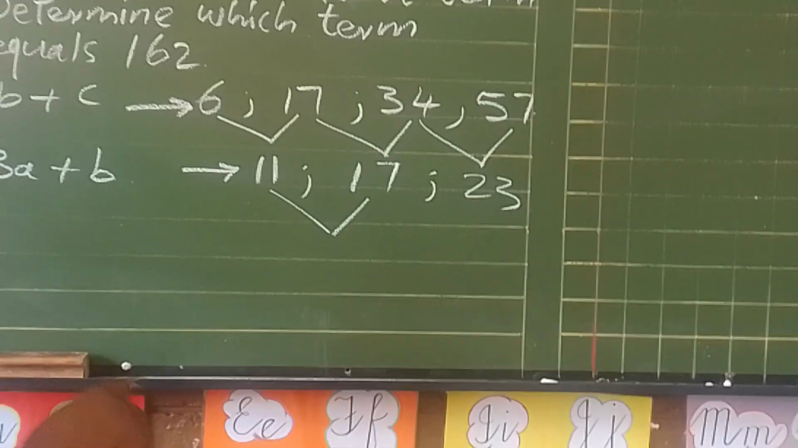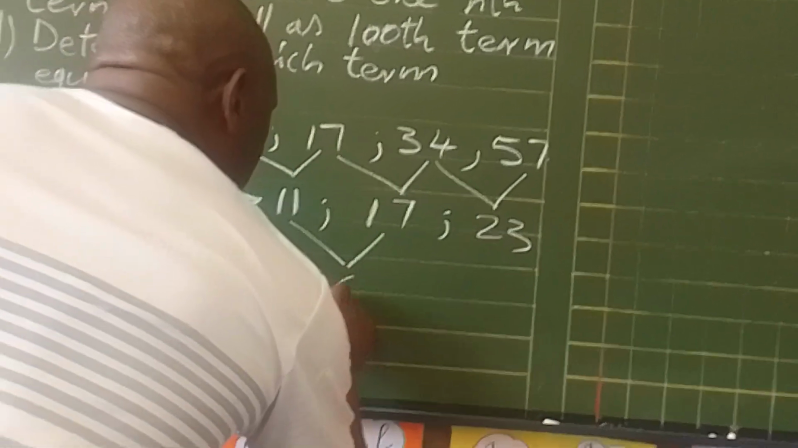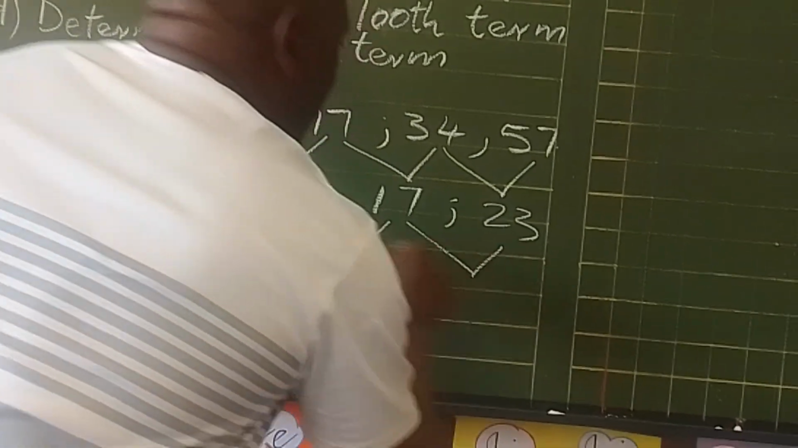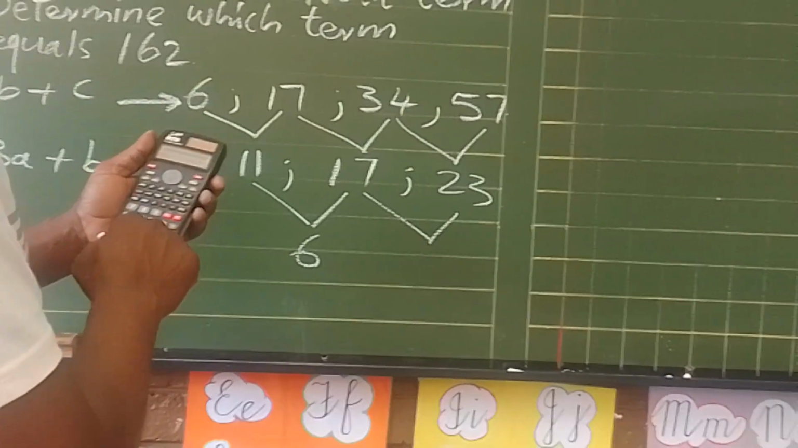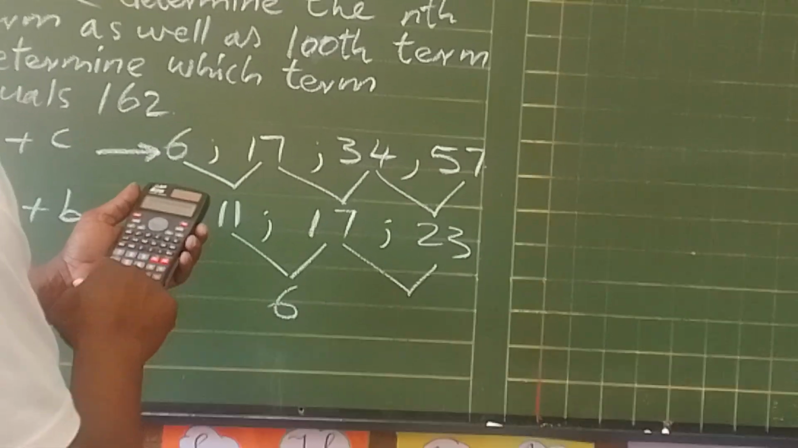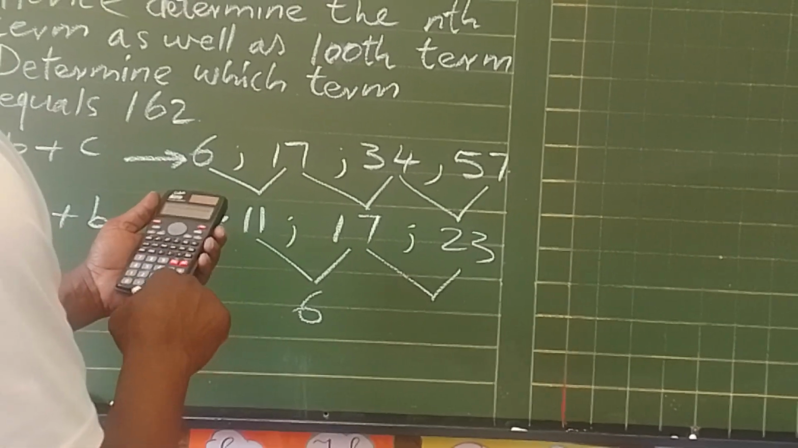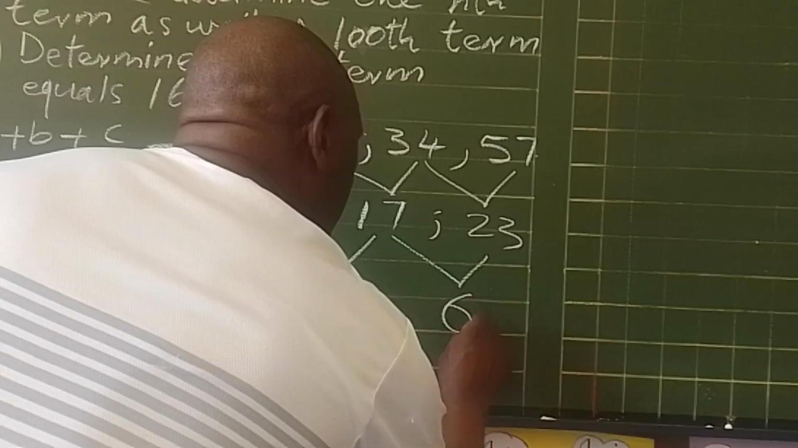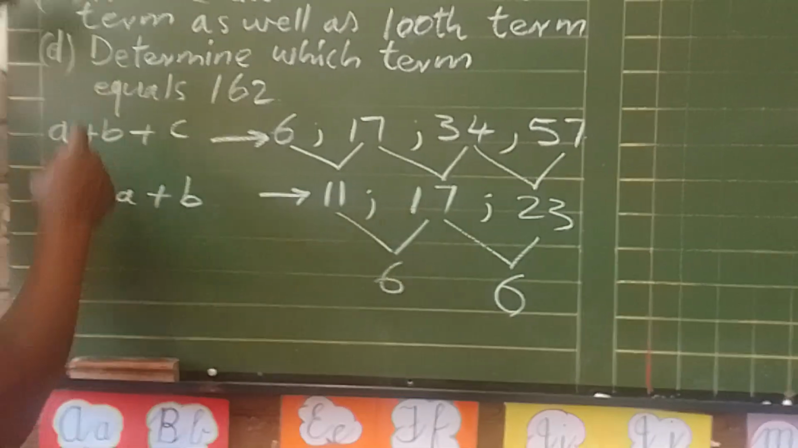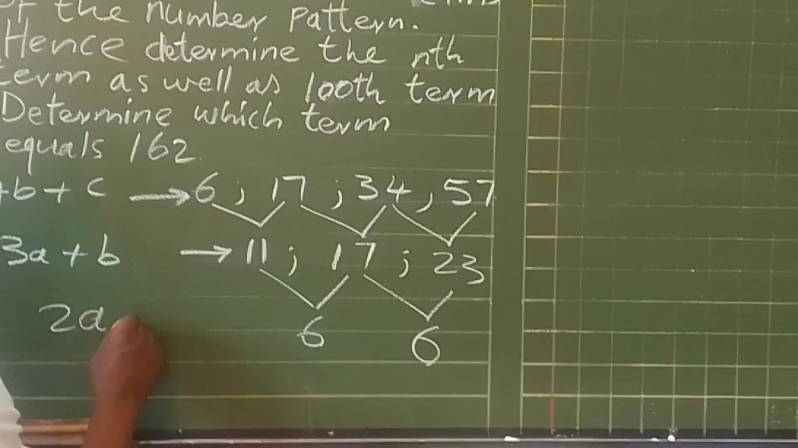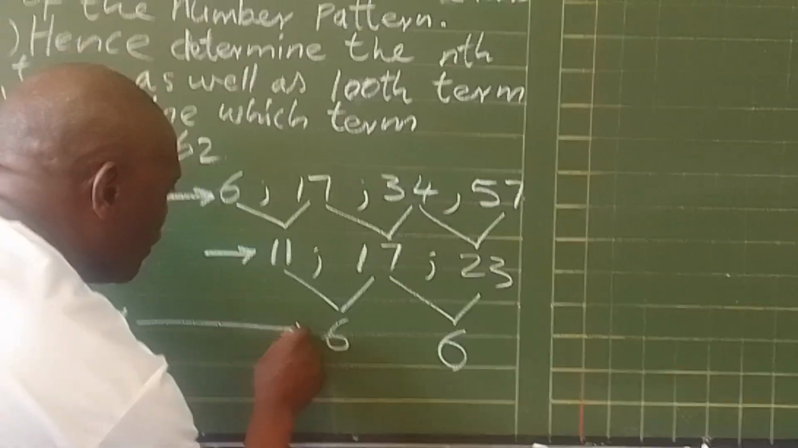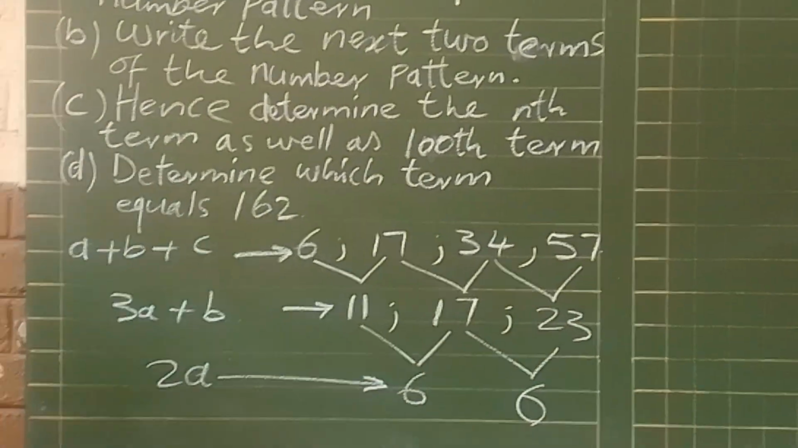17 minus 11, it's 6. Am I right? 23 minus 17 must be 6. Because we are looking for a common difference. 23 minus 17, it's 6 as well. So, we have answered the first question. You have to say 2a is equated to 6.